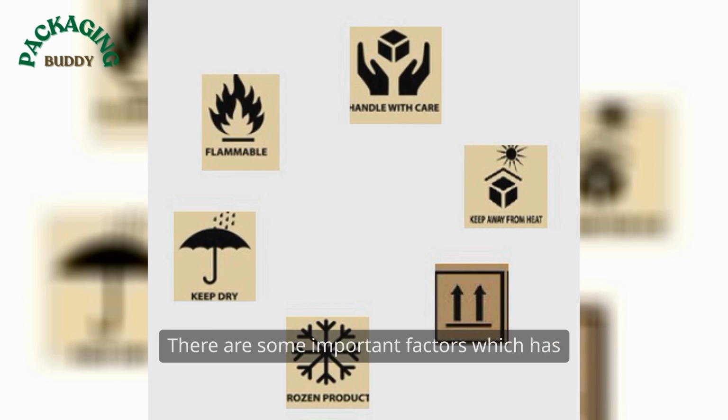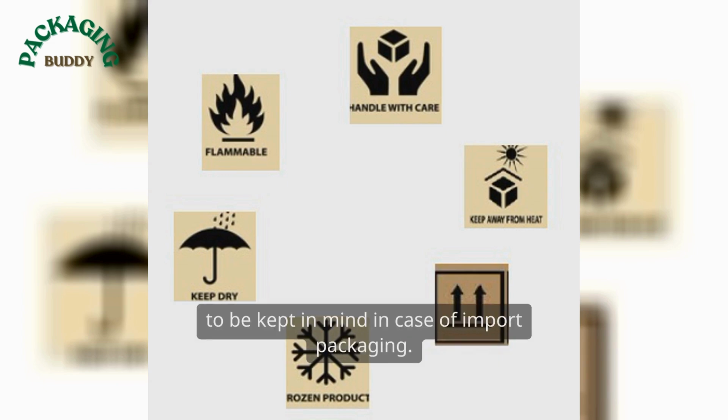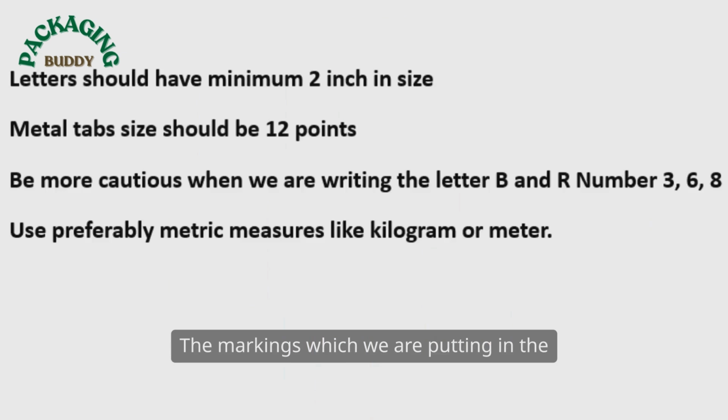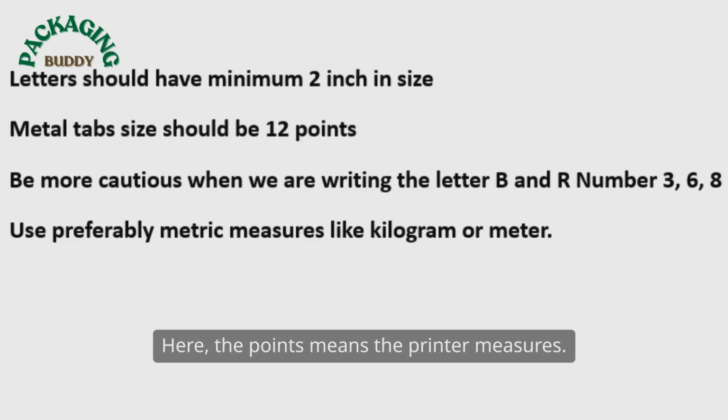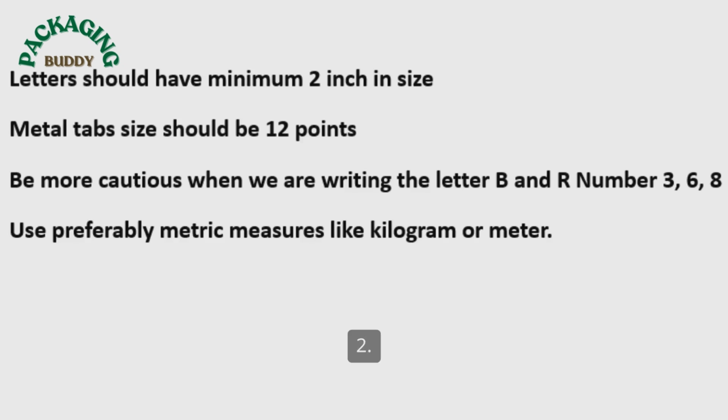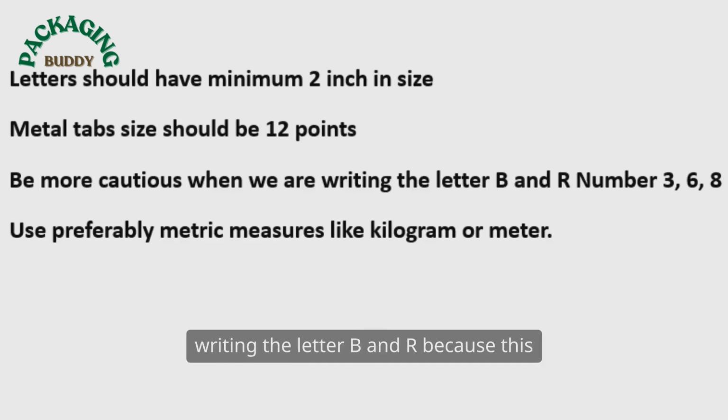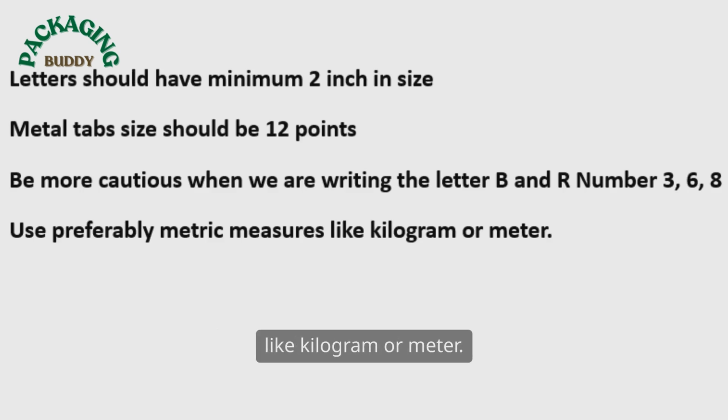There are some important factors which have to be kept in mind in the case of import packaging. 1. The markings which we put in letters should be a minimum of 2 inches in size. When using a metal tab, the size should be 12 points. Here, points means the printer's measure. 2. We have to be more cautious when writing the letters B and R, because they can show up differently due to print smudge. The same applies for numbers 3, 6, 8. Use preferably metric measures like kilogram or meter.